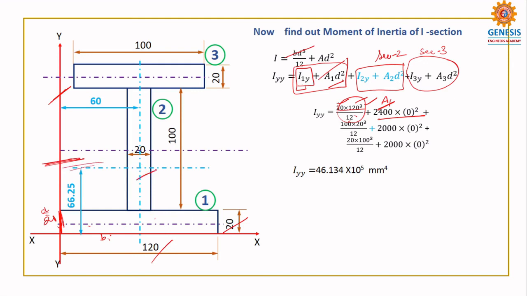Now the distance between this one. The original combined centroid is this one, and the individual is also this one. That is why you can write x1 minus x bar. x1 is 60, x bar is also 60. That is why it is 0, so you can omit this. The same thing happens for this one.